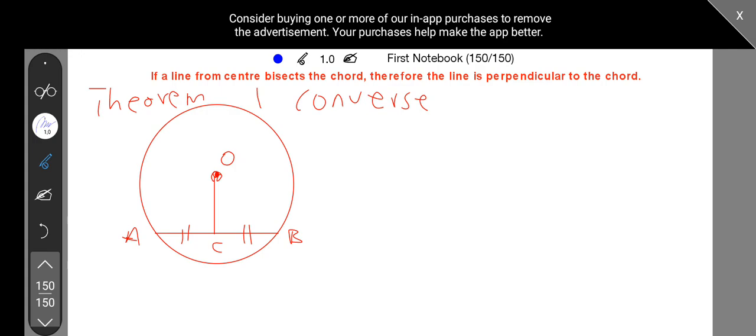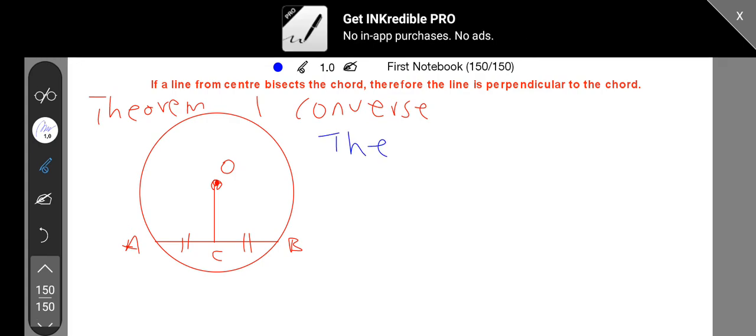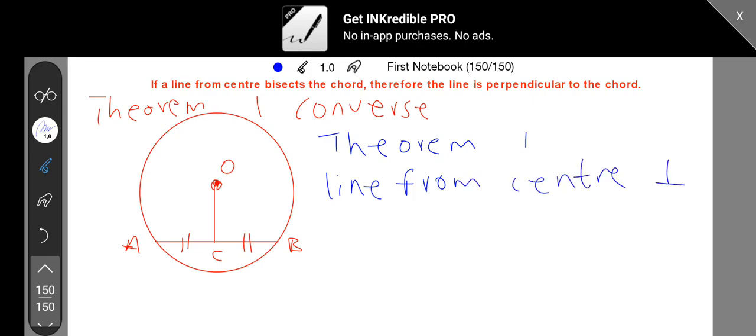So, the theorem says a line from center perpendicular to the chord bisects the chord. Now, what will the converse say? Okay, let's write the theorem here. Theorem 1. So, theorem 1 says a line from center perpendicular to the chord bisects the chord.